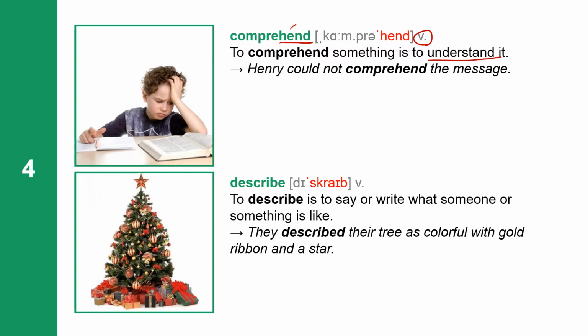Next one, describe. It has 2 syllables. Accent on the second syllable. Describe is a verb. To describe is to say or write what someone or something is like. They describe their tree as colorful with gold ribbon and a star.